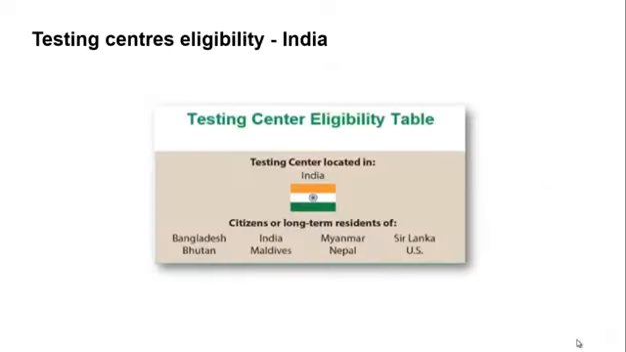As for eligibility to appear within India, apart from those who are citizens or long-term residents of the country, people from Bangladesh, Bhutan, Maldives, Myanmar, Nepal, Sri Lanka, and also United States citizens or long-term residents can opt to take the exam at any of the Indian-based locations.